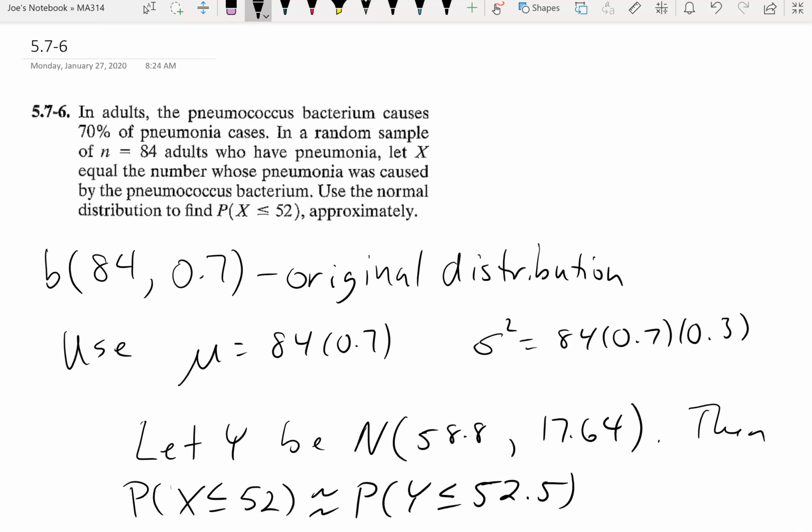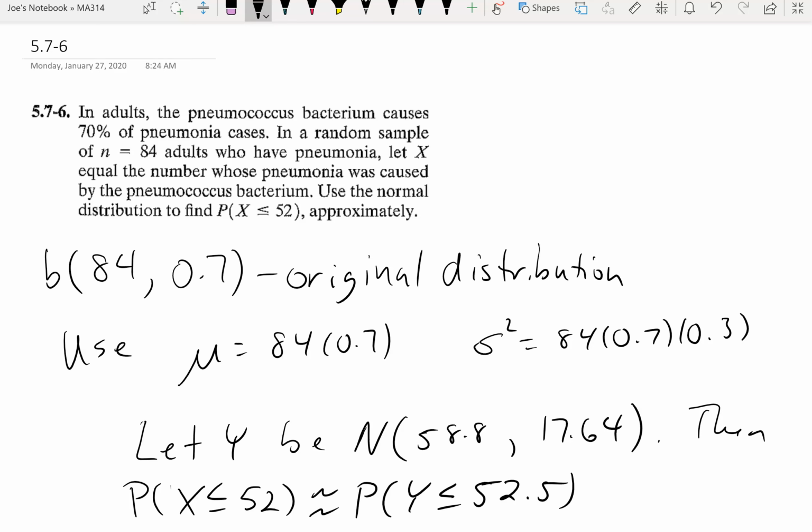So whether you go right or left depends on whether or not you want to catch the boundary point. In this case, we want to catch 52, so we use 52 and a half. Does that make sense?